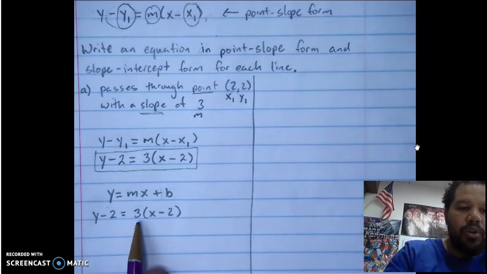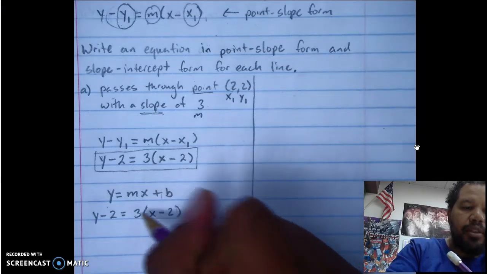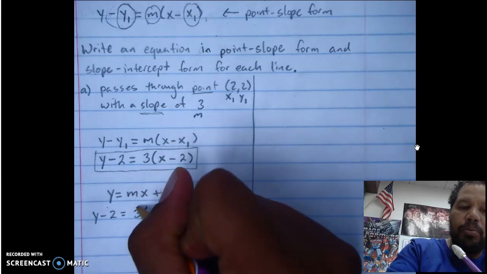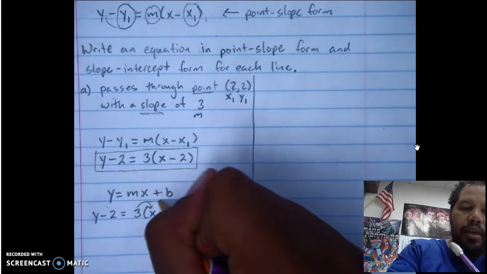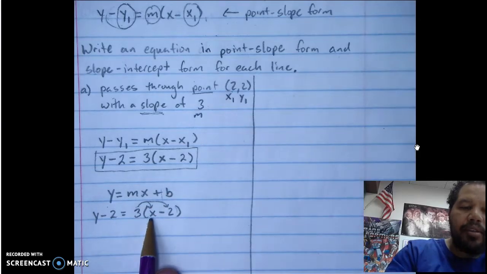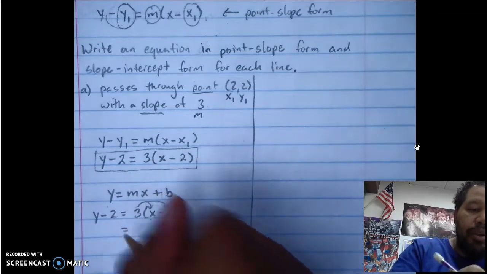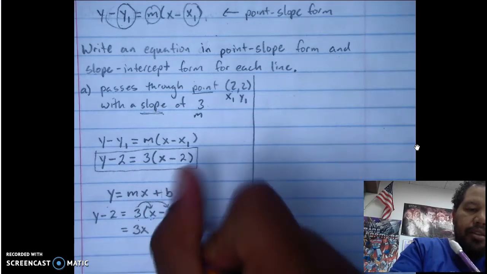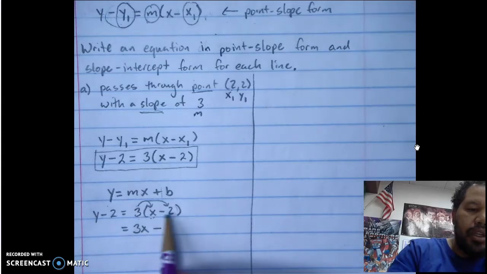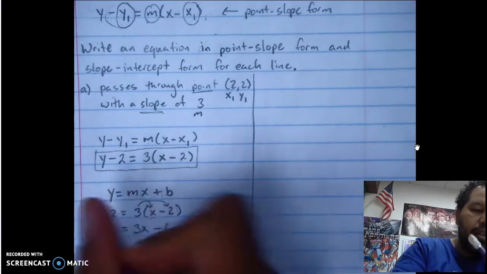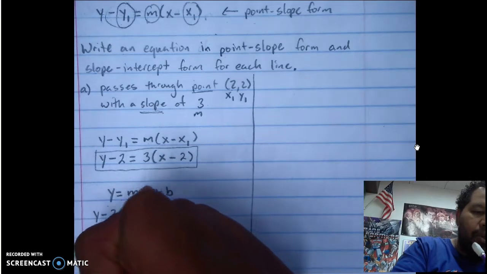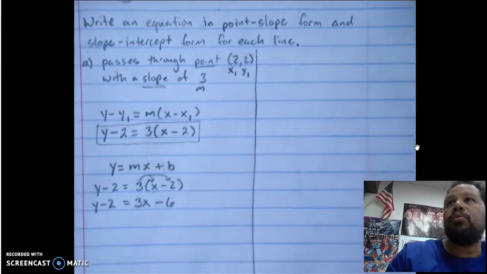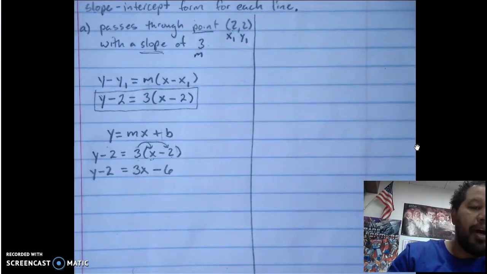So the first thing I'm going to do to simplify, since I have parentheses and a number outside, means I'm going to multiply. I'm going to multiply this 3 times both the x and the 2. Keeping them separate though. 3 times x is 3x. Subtract 3 times 2, which is 6. And on the left side, I have y minus 2. Bring this up a little bit. I'm getting to the bottom.